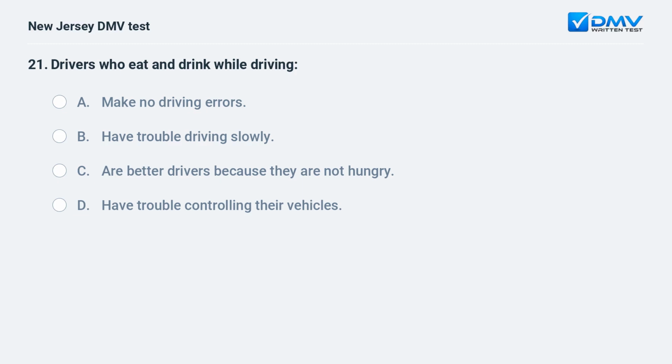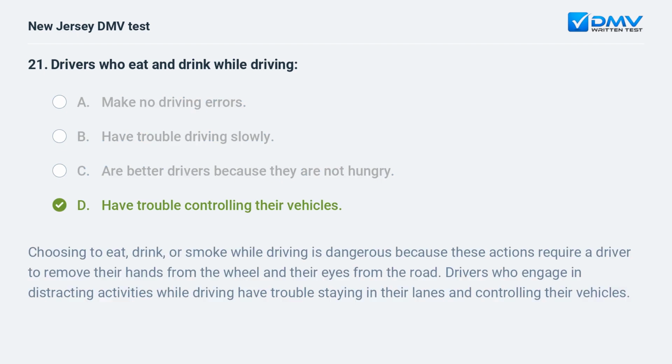Drivers who eat and drink while driving. A. Make no driving errors. B. Have trouble driving slowly. C. Are better drivers because they are not hungry. D. Have trouble controlling their vehicles. D. Have trouble controlling their vehicles. Choosing to eat, drink, or smoke while driving is dangerous because these actions require a driver to remove their hands from the wheel and their eyes from the road. Drivers who engage in distracting activities while driving have trouble staying in their lanes and controlling their vehicles.